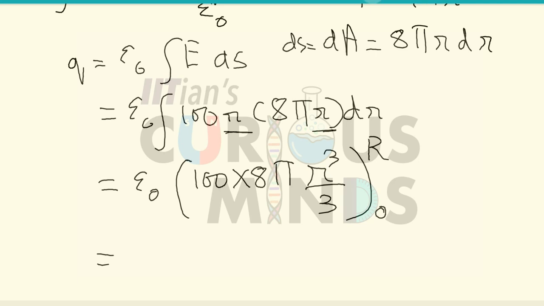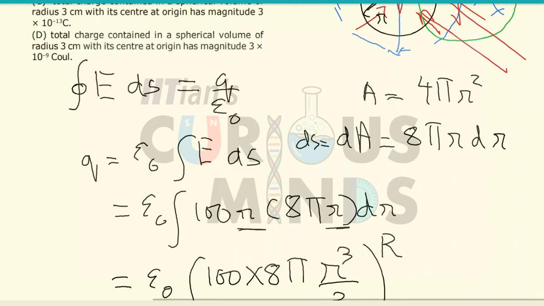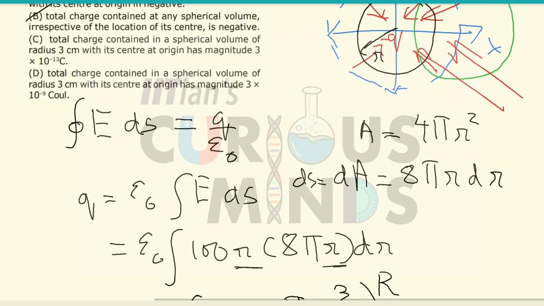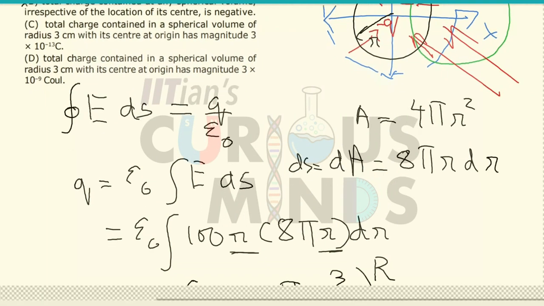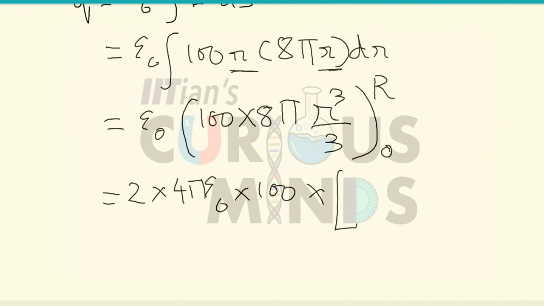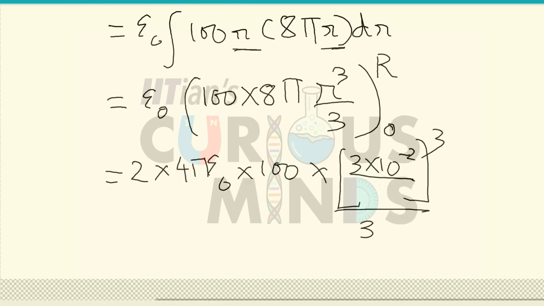Now I can write this value as 2 into 4 pi epsilon naught into 100 into r cubed divided by 3. The value of the radius is given as 3 centimeter. So basically it will be equal to 3 into 10 raised to minus 2, the whole cubed, divided by 3.